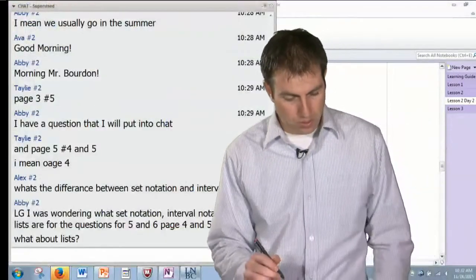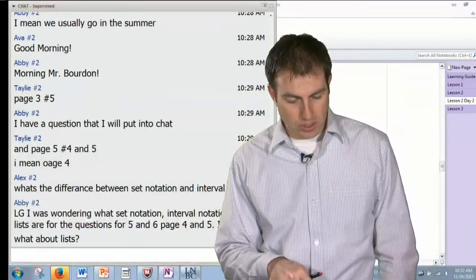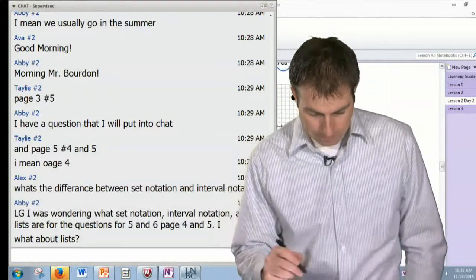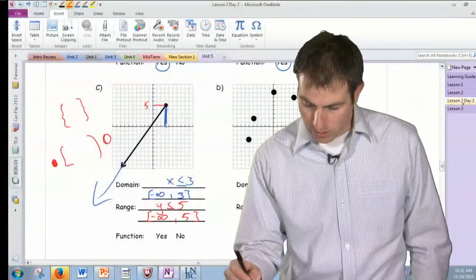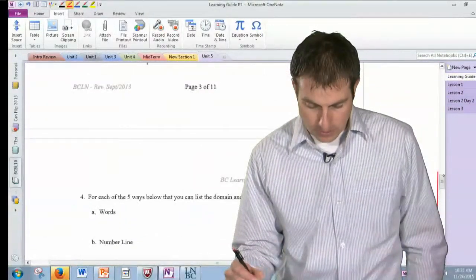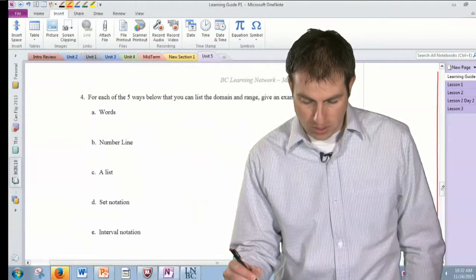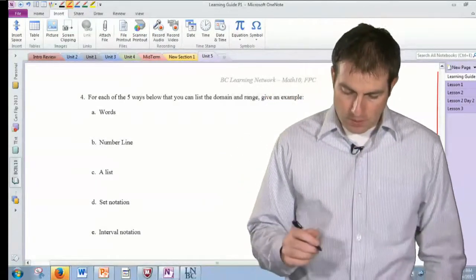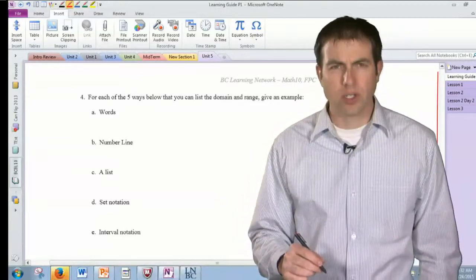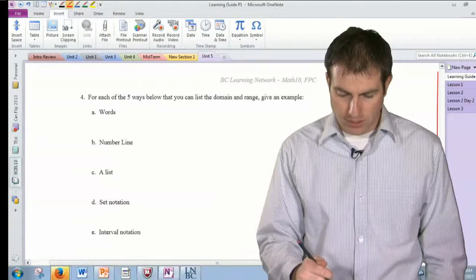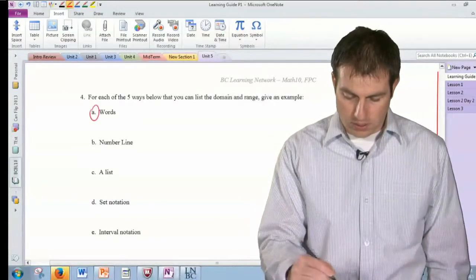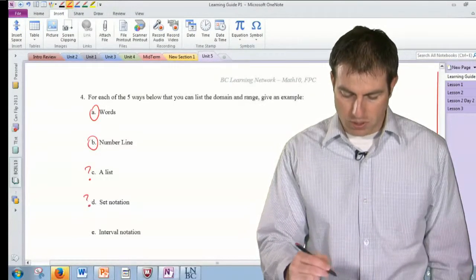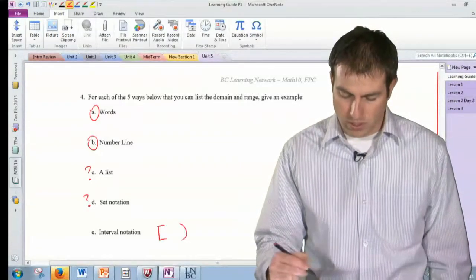A few other questions. I was wondering what set notation, interval notation, and lists are for questions 5 and 6, page 4 and 5. What about lists? Page 4 and 5. Let's go have a look at what it's talking about there. For each of the 5 ways below, can you list the domain and range? A list. I'm not sure what it's getting at there. I might have to go into the lesson online and look at it. Words is easy enough. A number line you guys can probably do. A list, I'm not sure about. Set notation, not sure about. Interval notation is the brackets, the square and round that we've been looking at.